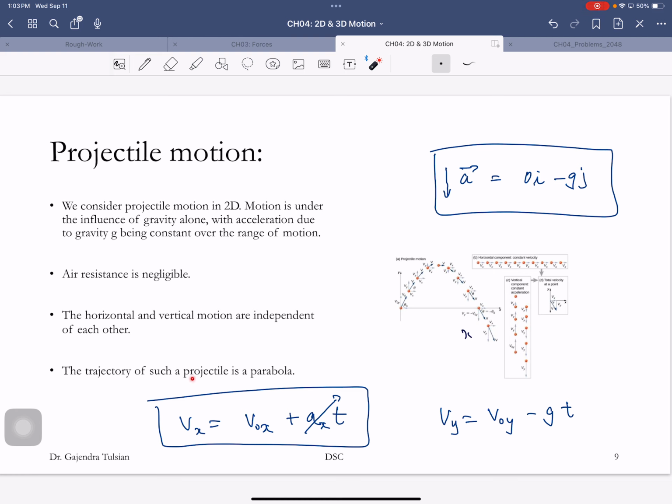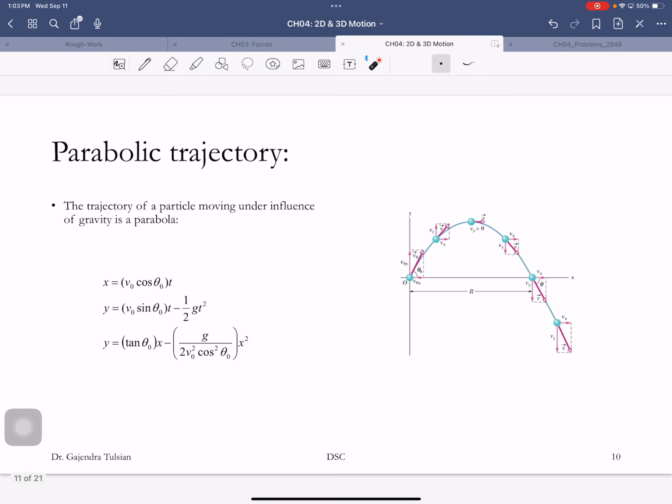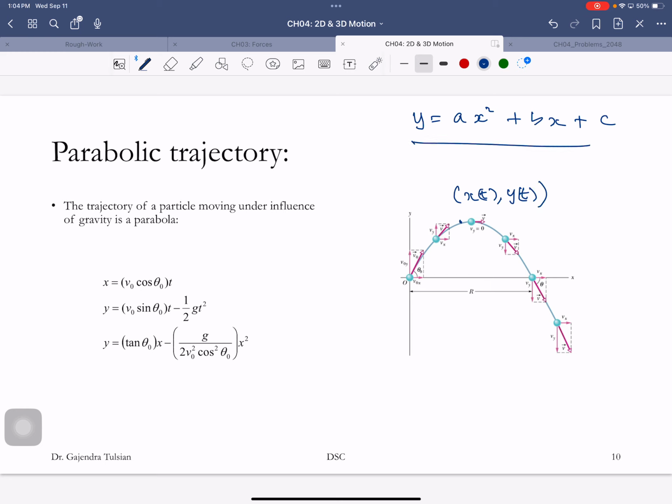So now what we're going to show you is that the trajectory of this is a parabola. And you guys remember from your calculus classes that the graph of a quadratic is a parabola. So essentially what we're going to show you is that when you throw an object which is traveling under the influence of gravity alone, the x and y coordinates of this guy are related like that. That's what we're going to show you.